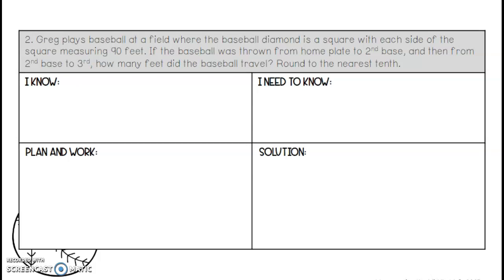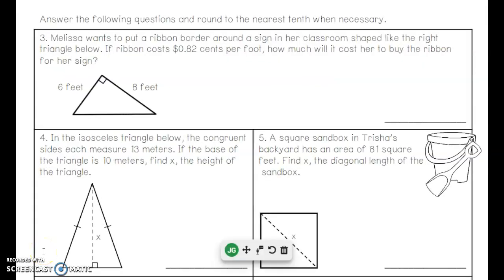We will go over this in class. And let's go ahead and flip over to the back of your notes. Okay, we're going to answer the following questions and round to the nearest tenth when necessary.